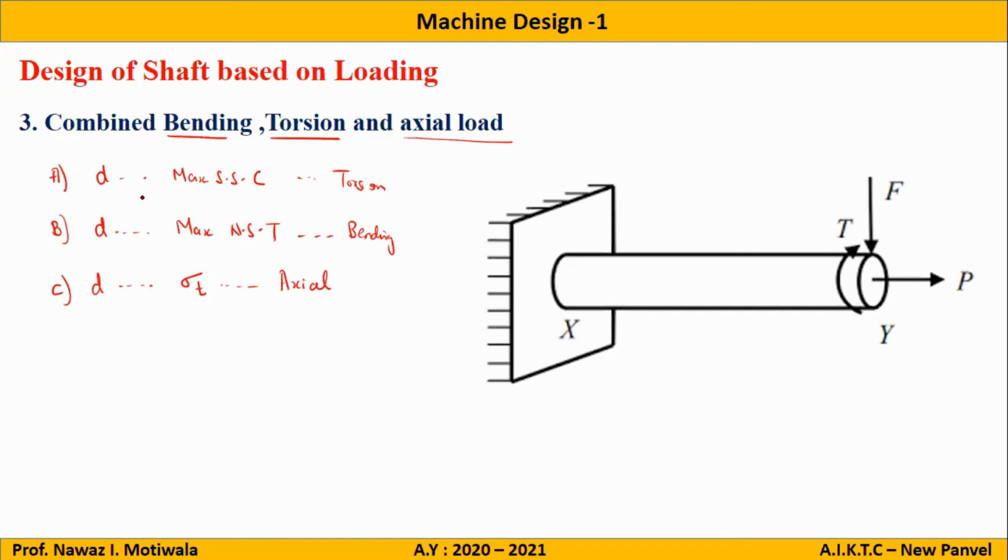So now we have three diameters: the diameter based on the maximum shear stress theory, the diameter based on the maximum normal stress theory, and the diameter based on the tensile theory or normal tensile load. Now out of these three diameters, what do we need to select? The greater one. So the greater diameter of A, B, and C will be your final answer. So I will write the diameter is equal to this much, which will be the greatest of all these three.